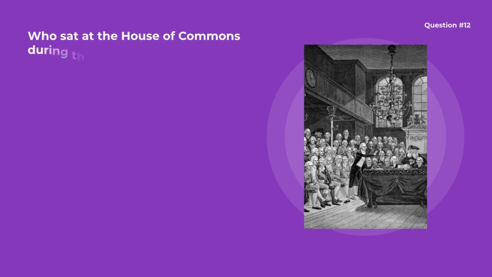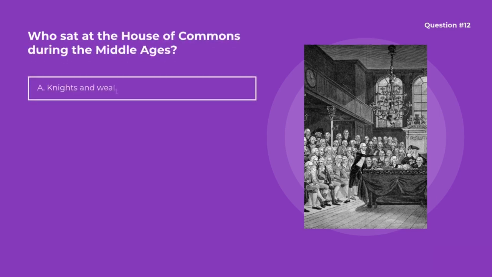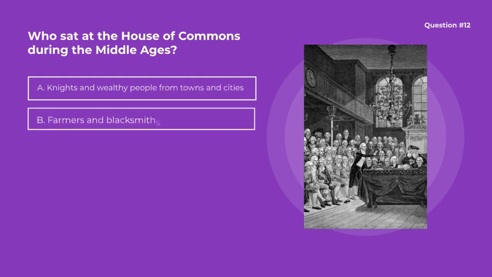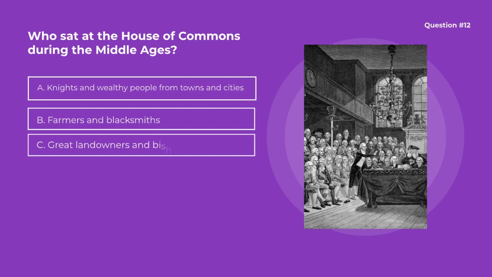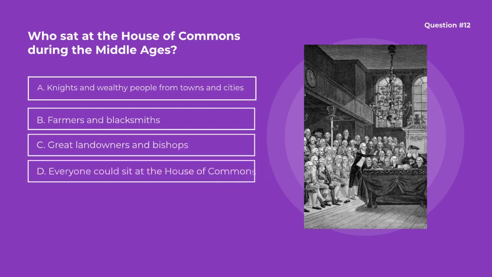Question number 12. Who sat at the House of Commons during the Middle Ages? Options are A. Knights and wealthy people from towns and cities, B. Farmers and blacksmiths, C. Great landowners and bishops, D. Everyone could sit at the House of Commons.